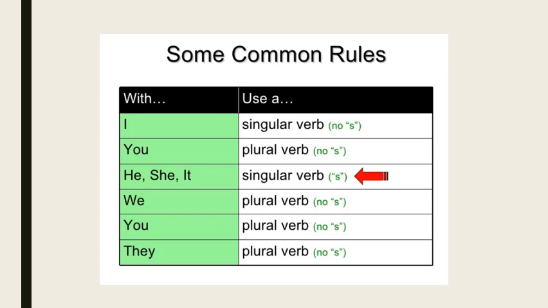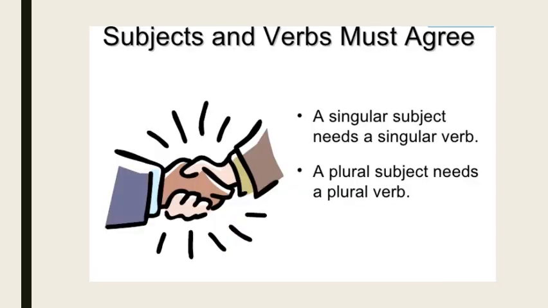The basic rule also tells us that the singular noun or pronoun will be taking a singular verb and plural noun or pronoun will be taking a plural verb, right? So the subjects and verbs must agree in both person and also number, right? A singular subject needs a singular verb and a plural subject needs a plural verb, right?